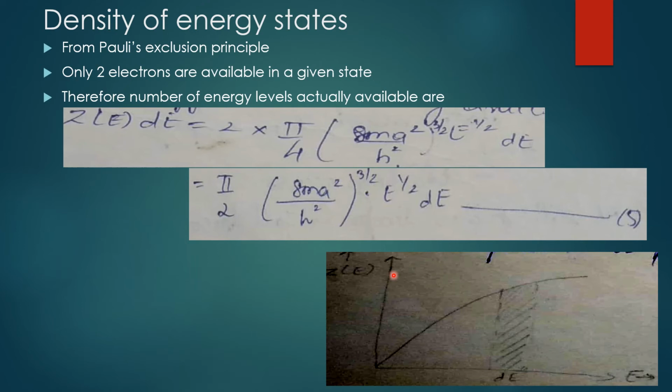Using this we plot a graph of Z(E) versus E. We get this kind of curve. Equation 5 represents a parabolic function which is shown in this figure.